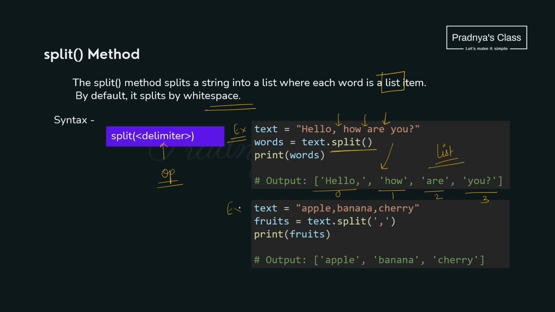Now let's look at the second example. Here we are providing one delimiter, or we can say separator. Based on this character, the string will get split. There are 2 commas. So we will get 3 elements in the list. Then the output is very clear. This is the first element, second and the third. Based on comma, it got split.